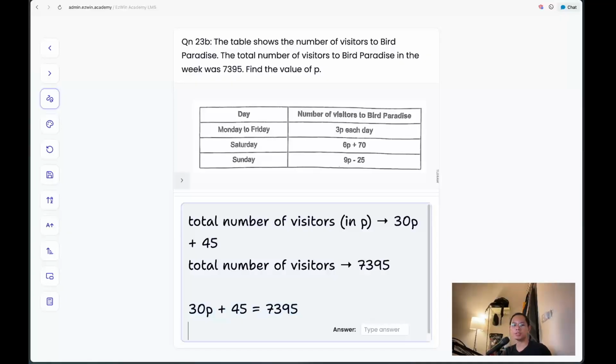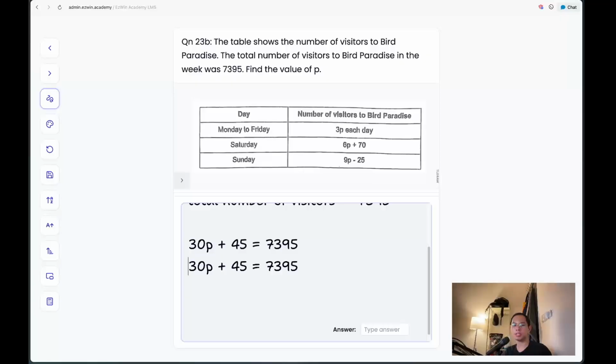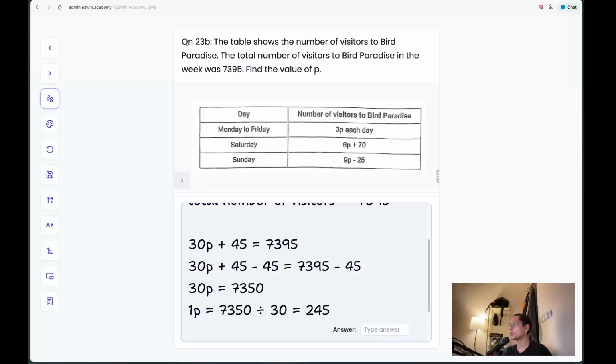7395. Okay, so we minus 45 on each side. So we're left with 30p, which is equal to 7350. So 1p will be equal to 7350 divided by 30. Cancel, 735 divided by 3 is 245. Okay, there you go. So the answer is 245.